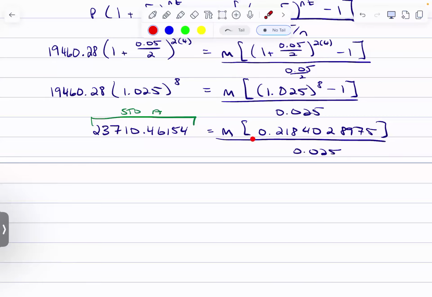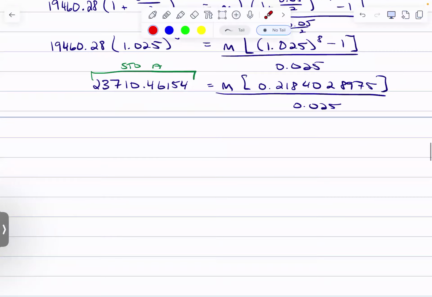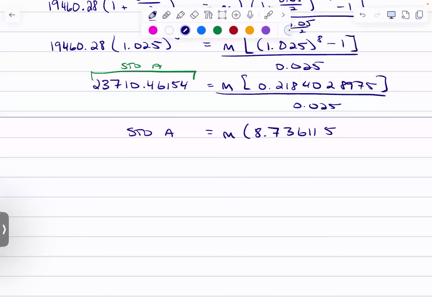Since these are all multiplying and dividing, those are on the same level, and so you're allowed to take this 0.2184 and so on, divided by 0.025, and make this one number. So divided by 0.025. Actually, I'll just write what's stored in A because I'm lazy. M times 8.7361159.